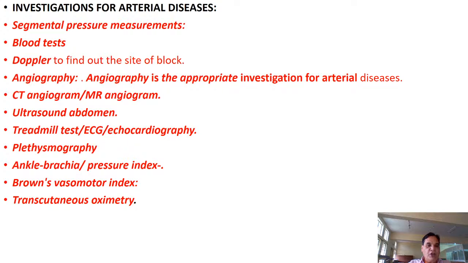What investigations? Very common ones: segmental pressure measurement, blood tests, Doppler, angiography, CT angio or MR angio, USG abdomen, treadmill, plethysmography, ABI (ankle-brachial index), Brown's vasomotor index, and transcutaneous oximetry. These are all investigations which are required. Among them, Doppler, which can be done routinely, and angiography are important for diagnosis and management, where by angiography you can go for removal of a thrombus. Okay, this is diagnostic plus curative.